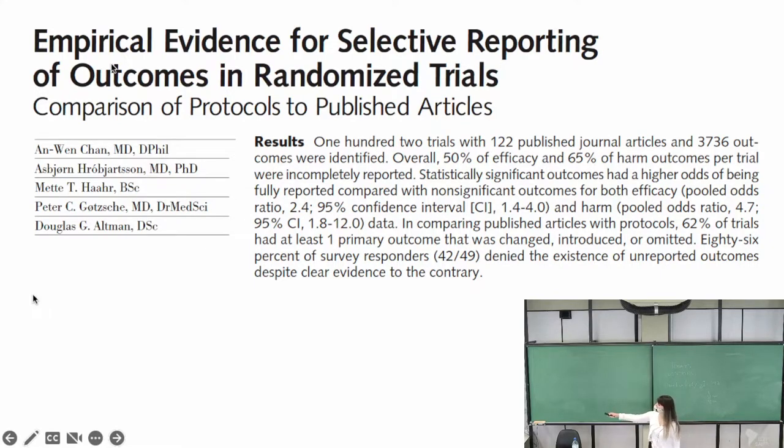So 62 had at least one primary outcome that was changed. They introduced a new one, or they just removed it, right? And they also went and asked the original people, did you change it? And most of them said no, despite, as it says here, clear evidence to the contrary. And it's not that these people are lying. This is the thing, right? Or at least not most of them, I would think.